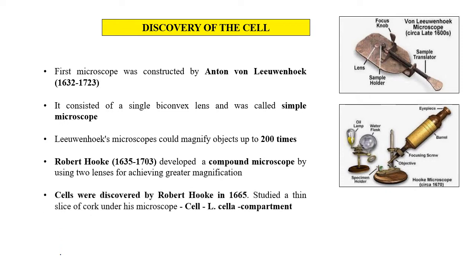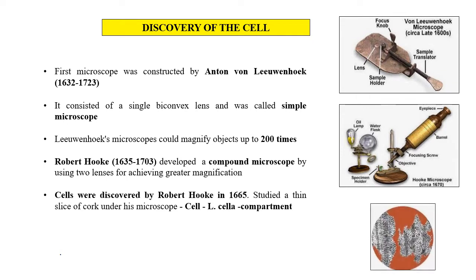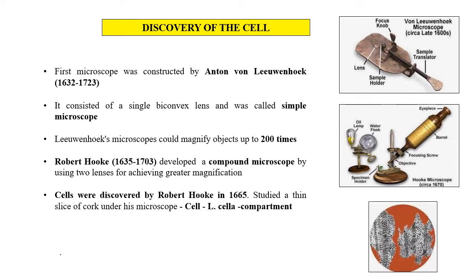Cells were discovered by Robert Hooke in 1665. He studied a thin slice of cork under his microscope. He observed that the cork slice had a large number of compartments joined together in a honeycomb-like structure. He named these compartments as cells.